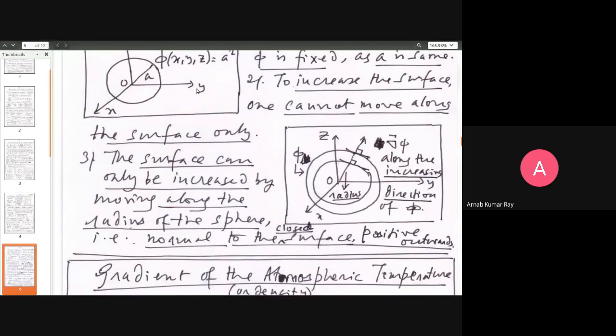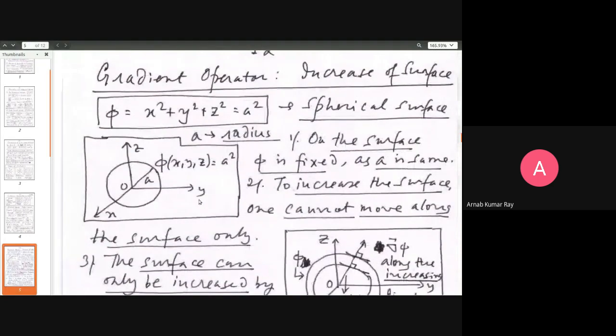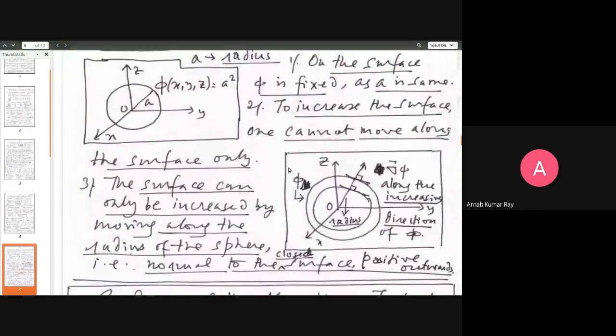What is phi over here? Phi is the size of this sphere. What function does phi represent, physically speaking? Phi is equal to a squared. If a changes, phi changes. And what is a? Radius. If the radius changes, the surface will change. And so this spherical surface will change maximally along the radial direction, and it is along the radial direction that del phi is also pointing.